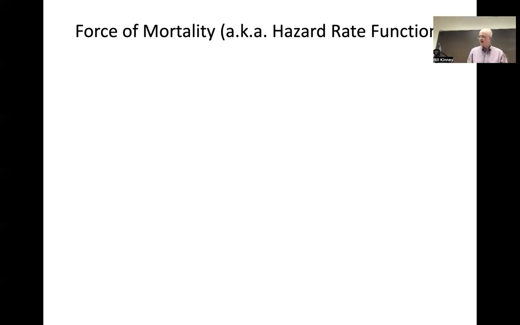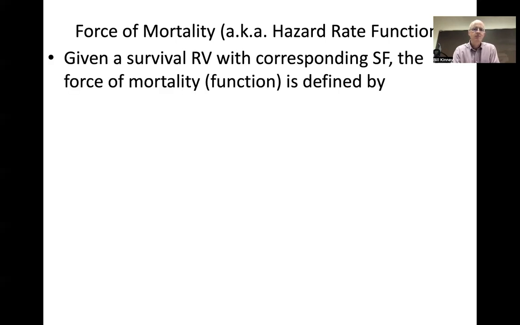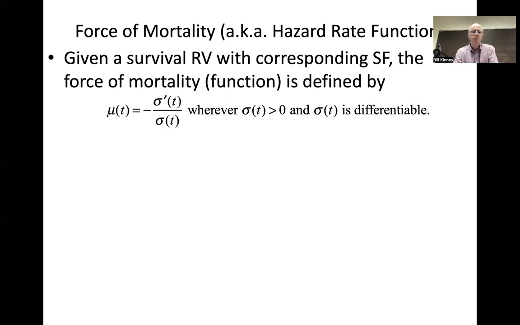What's a force of mortality? It's another kind of function that can be computed from the survival function in a fairly simple way. Given a survival RV, random variable, with corresponding SF, survival function, the force of mortality, which is a function, is defined by this equation. Mu of t equals negative sigma prime of t divided by sigma of t.